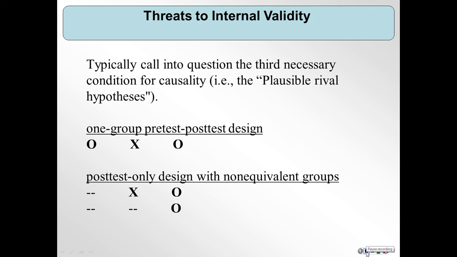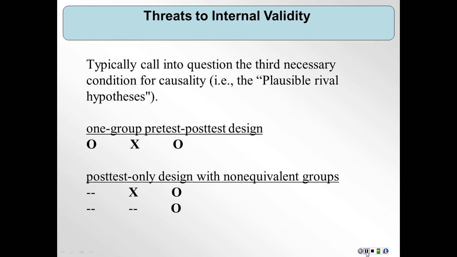So, throughout the text and throughout this lecture, I will be using, and you have read, this phrase, threats to internal validity. Basically what we have here is a list of the possible ways in which third variables can call into question our third necessary condition for causality. These are typical scenarios in which a plausible rival hypothesis occurs.